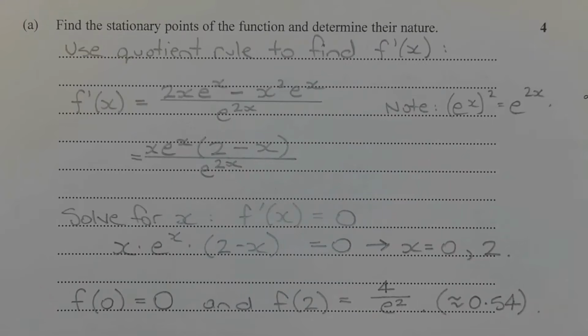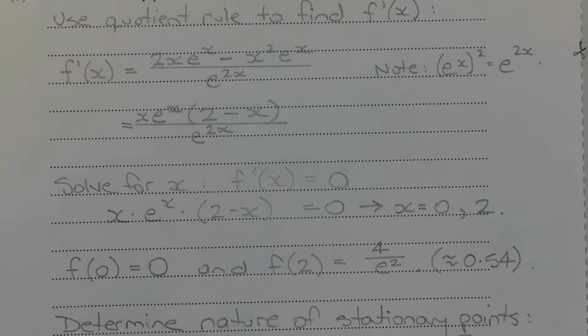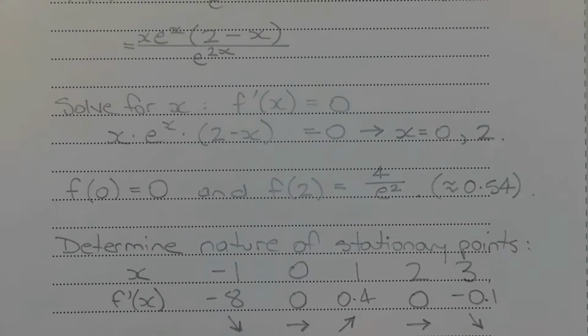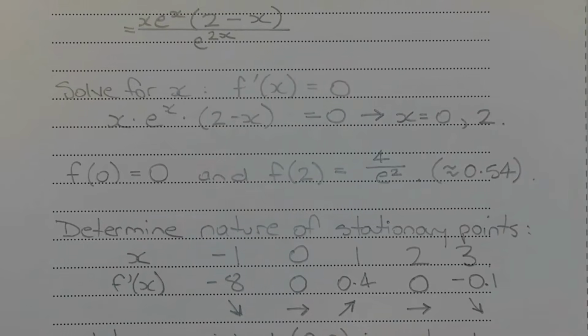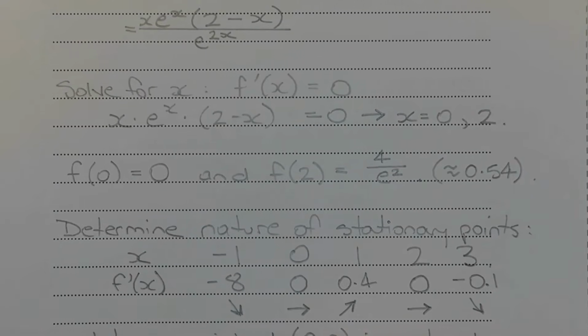The next thing we need to do is to determine the nature of the stationary points. So they're either local minimums, local maximums, or they could be horizontal points of inflection. And we can use a table of gradients to determine the nature of these stationary points. Or we could use the second derivative, but I think a table of gradients, so using the first derivative in this instance, would be simpler.